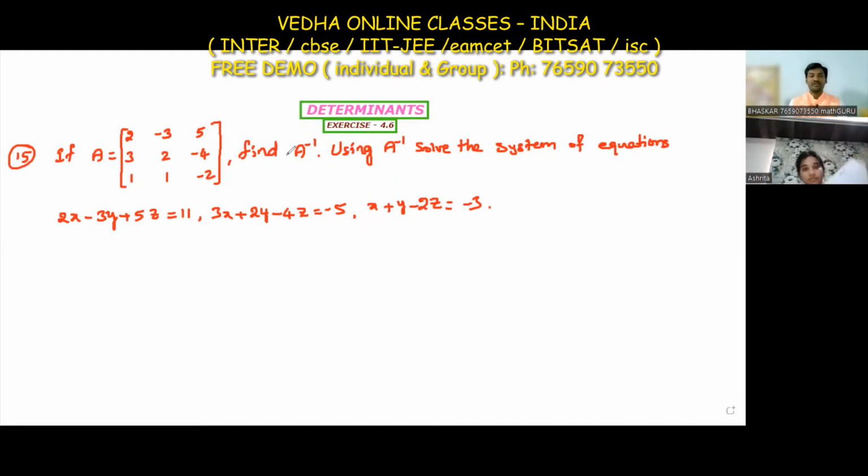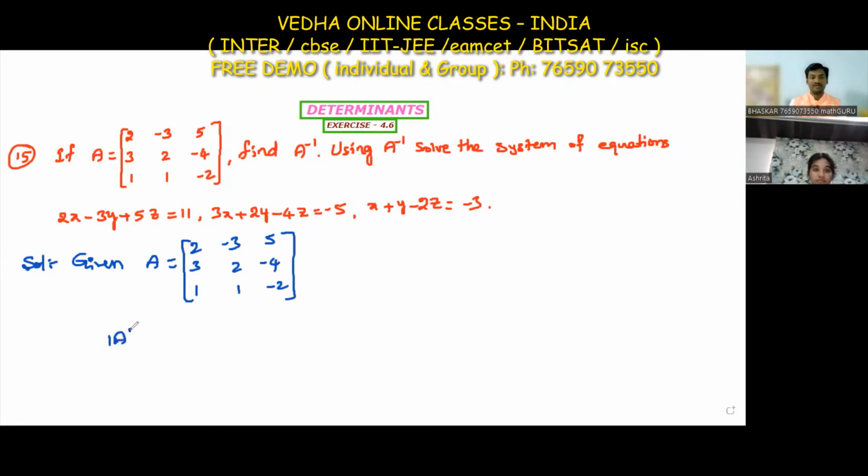Okay. So now what is given in the question? First we take the given matrix here. What is given, ma? Given A is equal to 2, minus 3, 5. Next 3, 2, minus 4. 1, 1, minus 2, right? Okay, so now find the determinant of A. How to find the determinant of A? Det A is equal to 2, minus 3, 5, 3, 2, minus 4, 1, 1, minus 2.